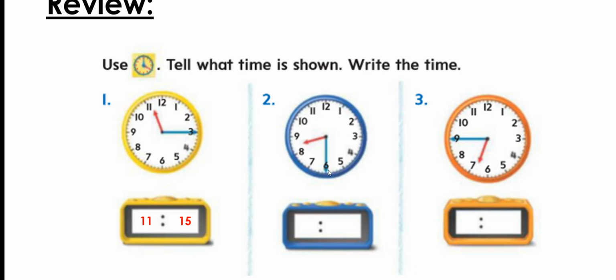For number 2, the minute hand is on the 6. So we know that this is 30 minutes, and the hour hand is between 8 and 9, which means the hour is 8. So it will be 8:30 or 8:30.